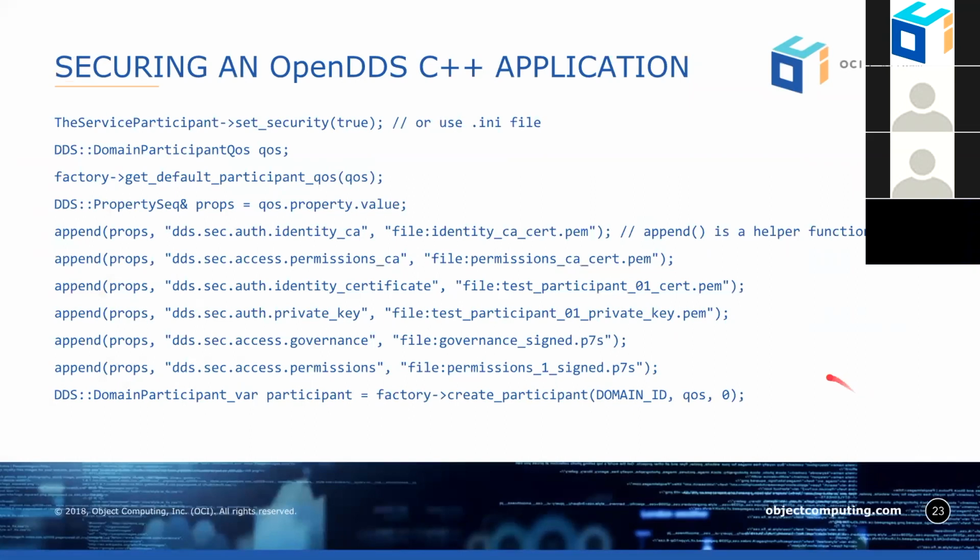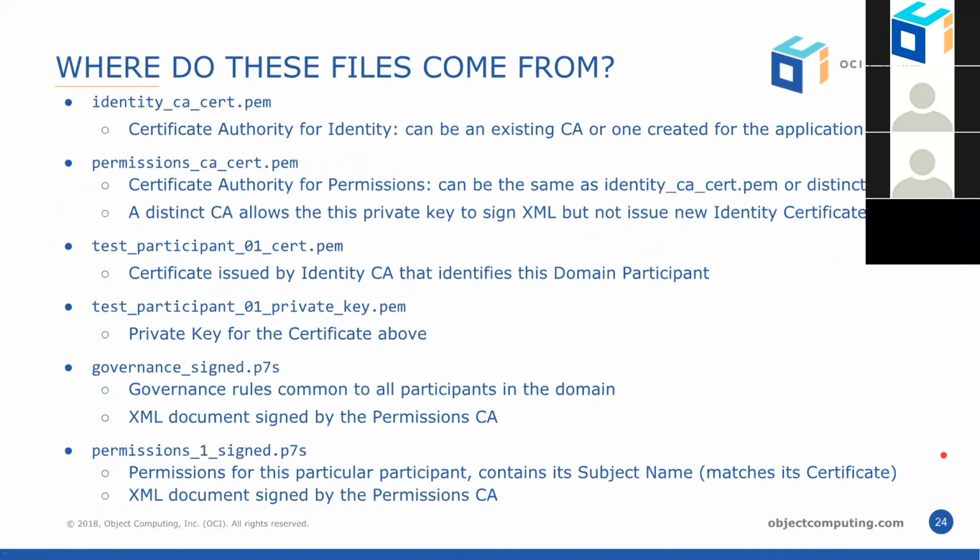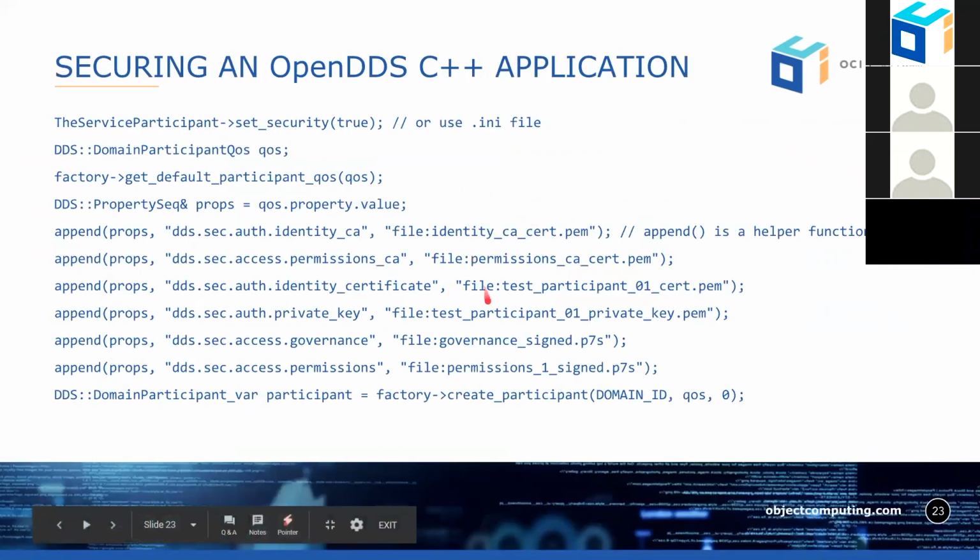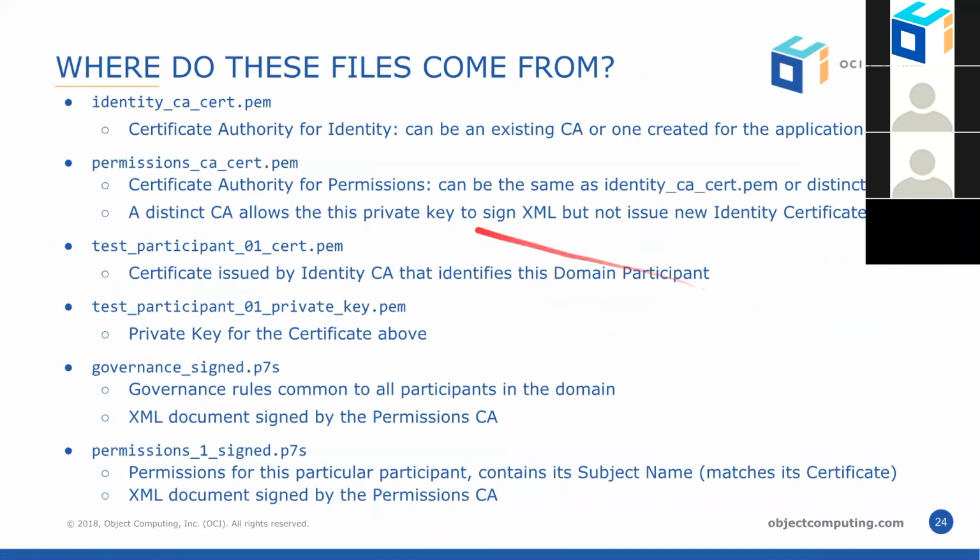So there's a lot on here, and we'll talk about these in detail coming up. But as you can see from the names of these properties, we're configuring the DDS security authentication and access control plugins with the data that they need to do their job. Okay, and in detail here, there were 6 different files that are being provided. And we'll talk about those as we go into the next slide. So what are these 6 files and how do they get set up?